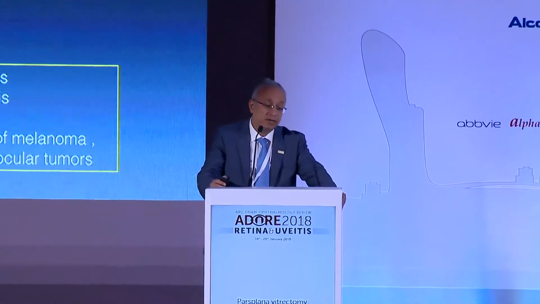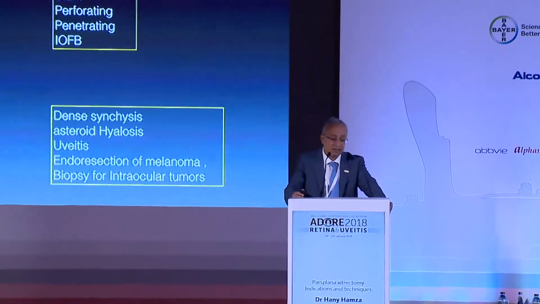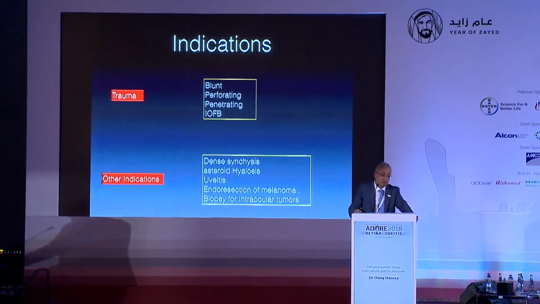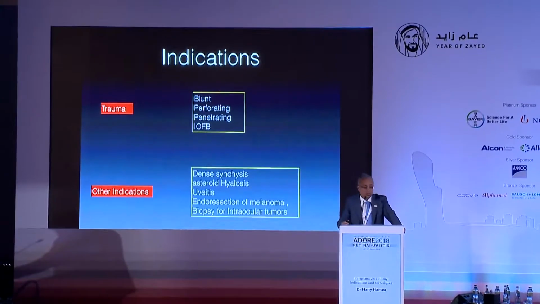The indications of pars plana vitrectomy are quite diverse, ranging from rhegmatogenous detachment, PDR, pediatric retinopathies such as ROP, persistent hyperplastic primary vitreous or fever, dislocated lens material, as my colleague Felipe just mentioned, and IOLs, vitreoretinal interface disorders, and endophthalmitis. Trauma, blunt, penetrating, perforating, or intraocular foreign bodies are also managed by vitrectomy, and other uncommon indications such as dense synchysis or asteroid hyalosis, uveitis complications, endoresection of melanomas and tumors, biopsy for intraocular tumors.